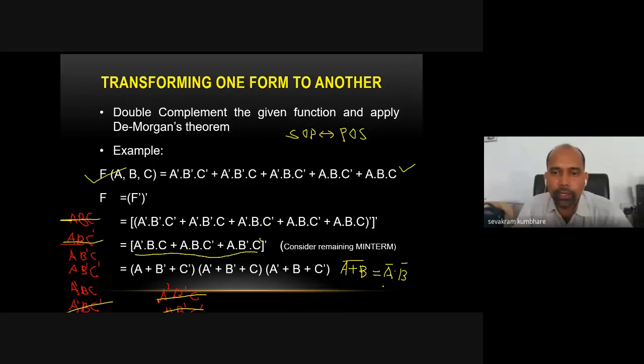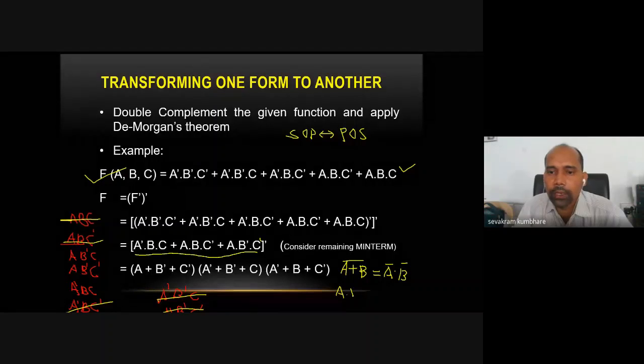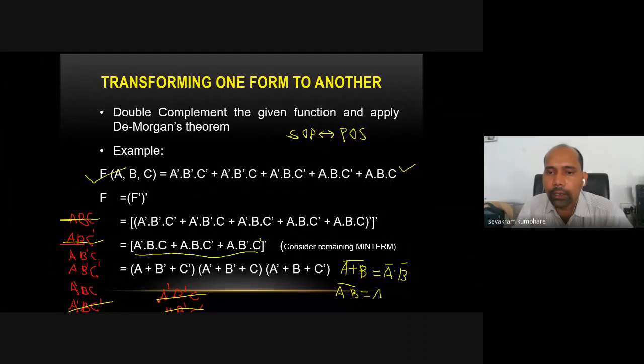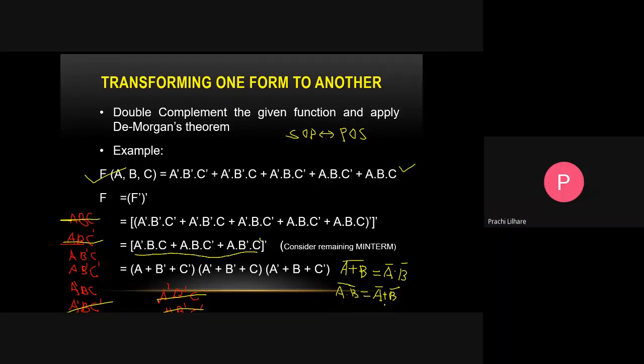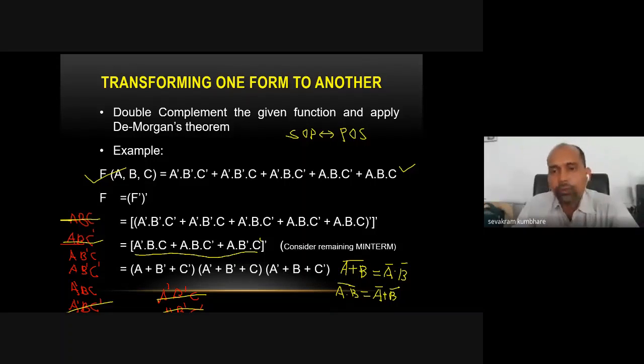This is one De Morgan theorem, and another De Morgan theorem we have seen is A dot B whole bar is equal to A bar plus B bar. Correct? Do you remember this De Morgan's theorem? Yes, sir. So we are using this De Morgan's theorem.